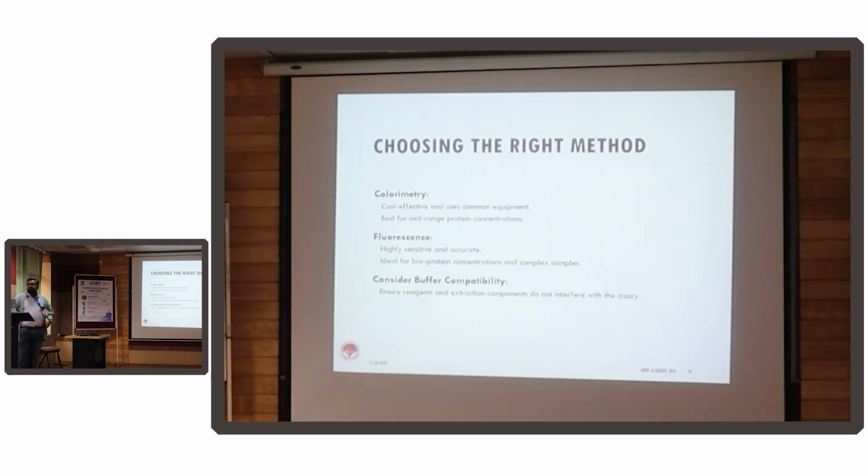So how do you choose? Colorimetry: cost effective, uses common equipment, best for mid-range protein concentrations. Fluorescence: highly sensitive, accurate, ideal for low protein concentrations and complex samples. And always consider the buffer compatibility factor. Do not forget that part.